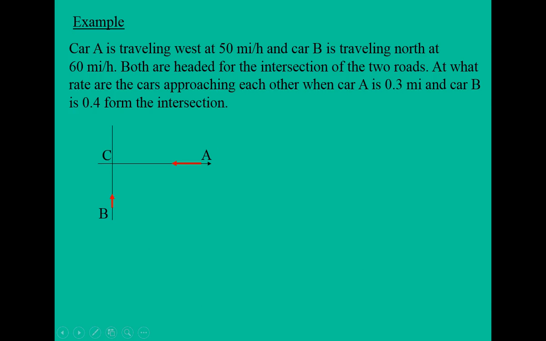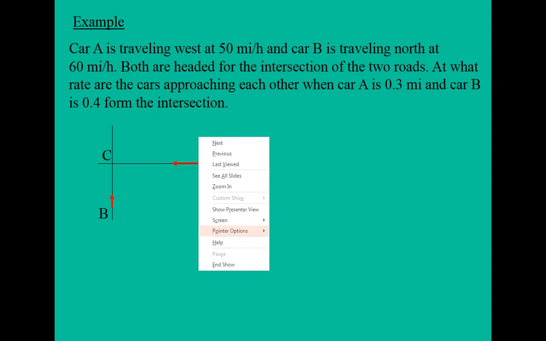All right, car A is traveling west at 50 miles per hour. Car B is traveling north at 60 miles per hour. Both are headed for the intersection of the two roads. At what rate are the cars approaching each other when car A is 0.3 miles and car B is 0.4 miles from the intersection?